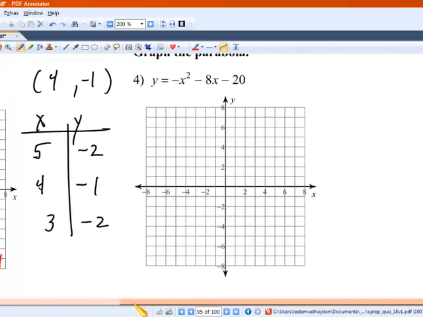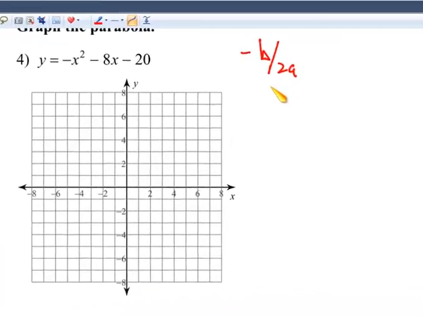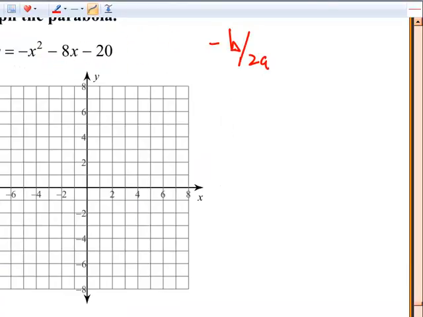Alright, the next one is standard form. So to find the vertex, like we did in the problem above, I need to do -b over 2a. So -b is going to be -8, and then 2a is going to be 2 times -1. So -8 over 2 times -1 is 8 over -2, and that's going to be -4.